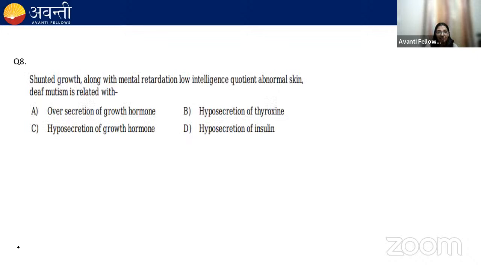Stunted growth along with mental retardation, low intelligence quotient, abnormal skin, deaf mutism is related with: A, hypersecretion of growth hormone, B is hyposecretion of thyroxine, C is hyposecretion of growth hormone, D is hyposecretion of insulin. Oversecretion of growth hormone will lead to gigantism. Hyposecretion of growth hormone will lead to dwarfism. Now, hyposecretion of thyroxine.